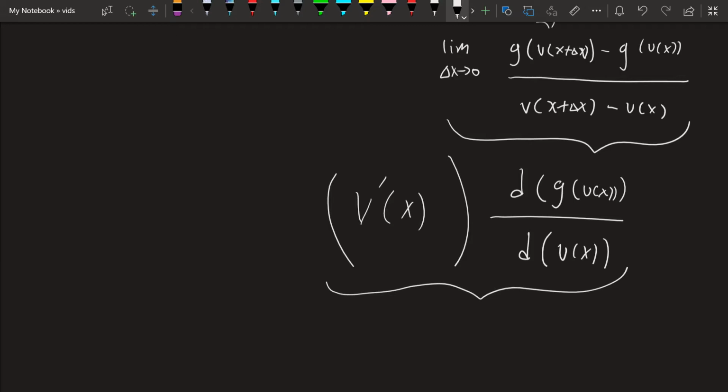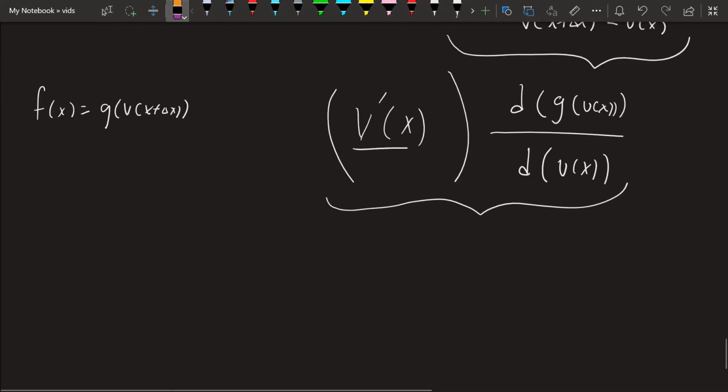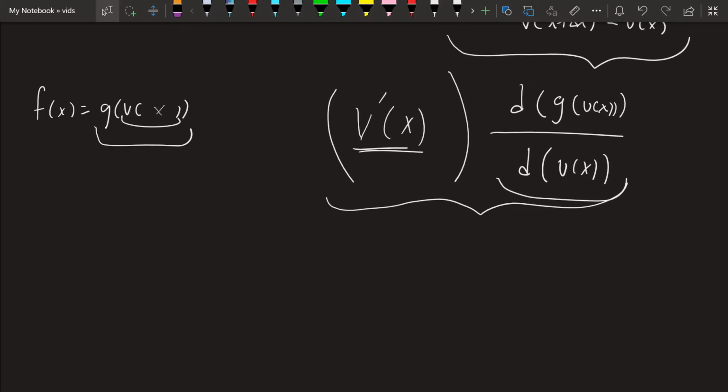Now, this seems like a lot of stuff to look at, right? So I'm going to give you some examples and you'll probably understand. But what does this look like? It just looks like the derivative of, so if we said that f of x is equal to g of v of x plus delta x, this looks like the inner function. So this is the derivative of the inner function, and this is the derivative of the outer function. And we multiplied them together, of course, with respect to v of x. So this is the chain rule, and we proved it.